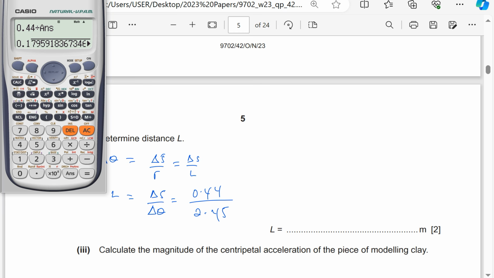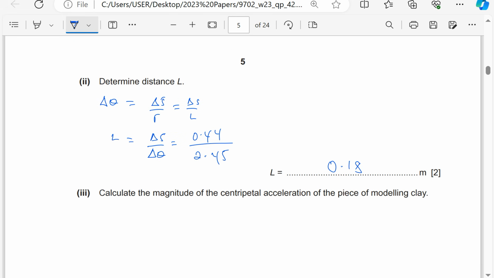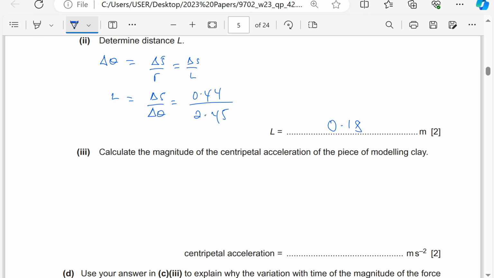So this is 0.1795 or 0.18. So L is 0.18 in meters. Then calculate the magnitude of the centripetal acceleration. Of course, we know that centripetal force is mv squared over r, and this is mass times centripetal acceleration. So it means the centripetal acceleration is simply v squared divided by r.